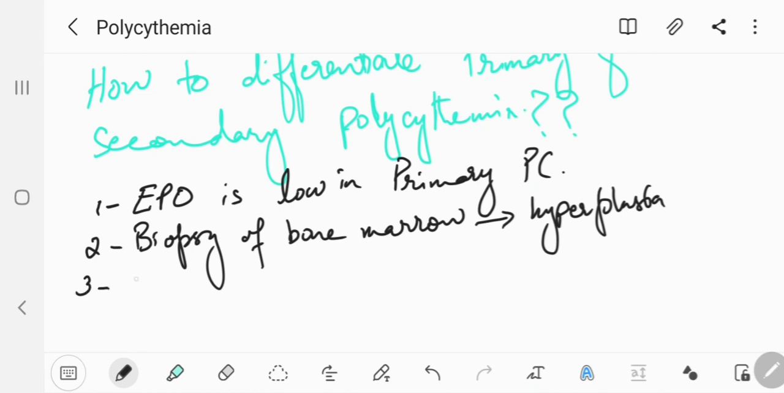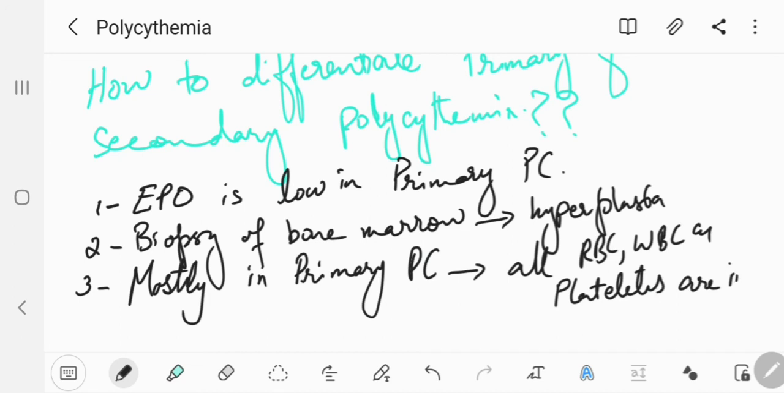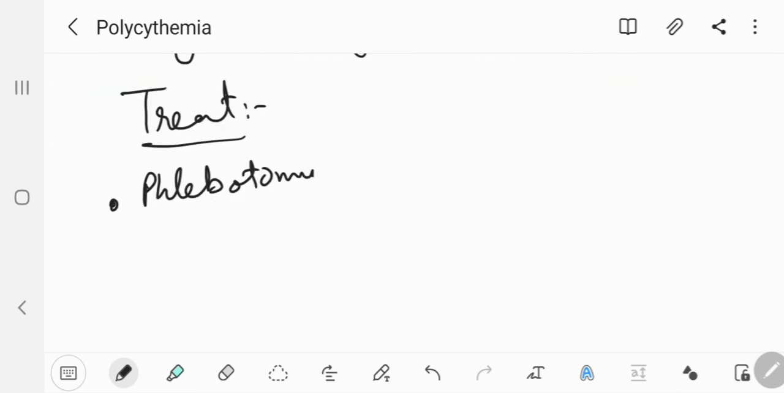Then, mostly in primary polycythemia, there will be an increase in all the progenies of the myeloid stem cells, that is, the WBCs, the RBCs, and the platelets, while in secondary there will be an increase only in RBC production. How will we be treating these patients?